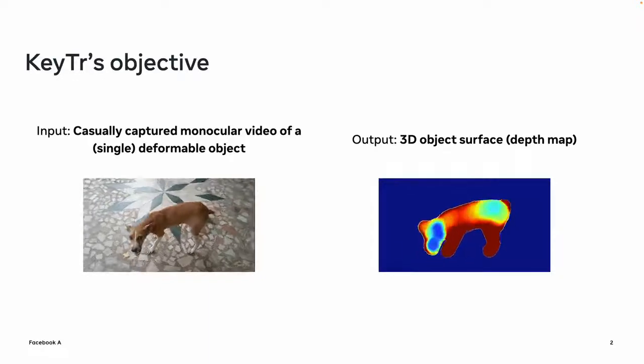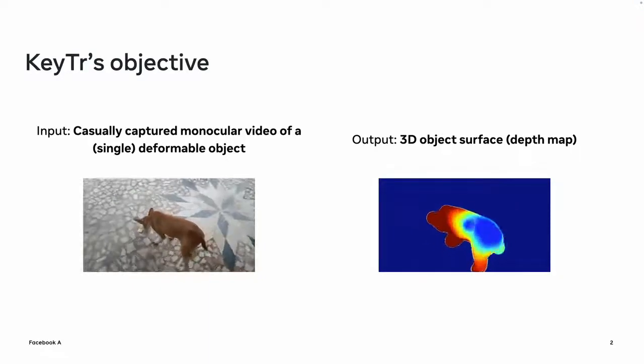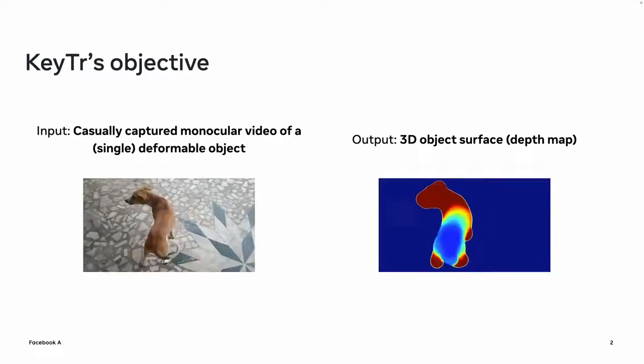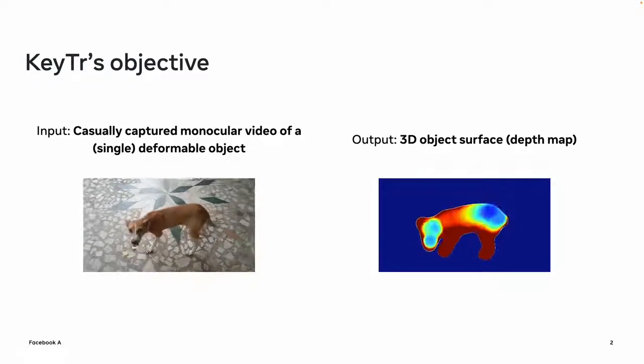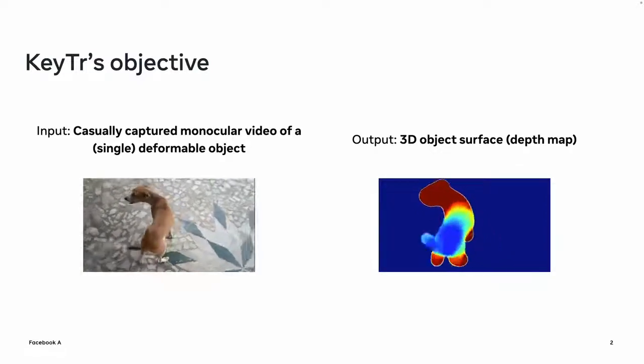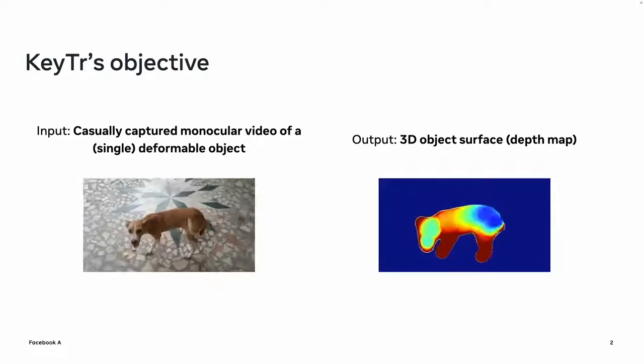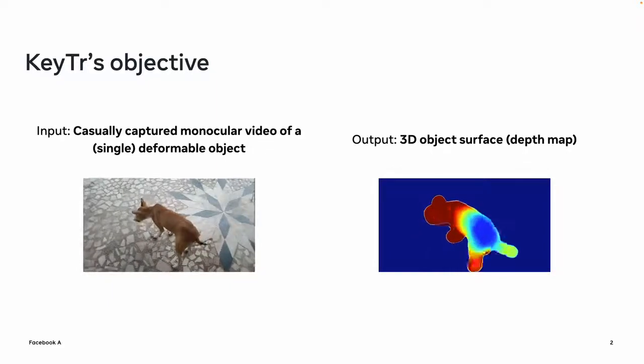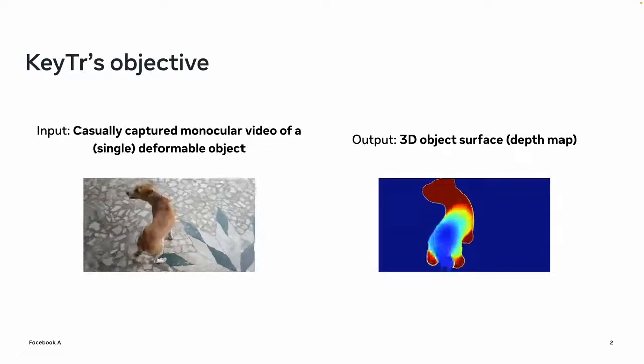So the goal of this work was to take as an input a casually captured monocular video of a single deformable object, such as a smartphone video of the dog here on the left. And as an output, we desired to have the reconstruction of the 3D object surface in form of a depth map, as you can see here on the right.